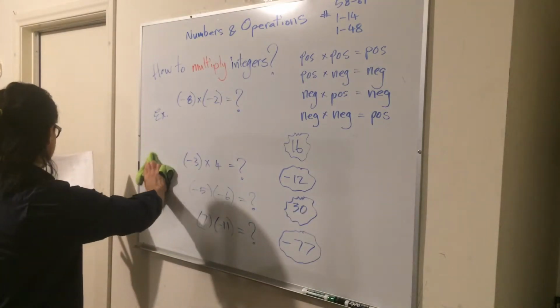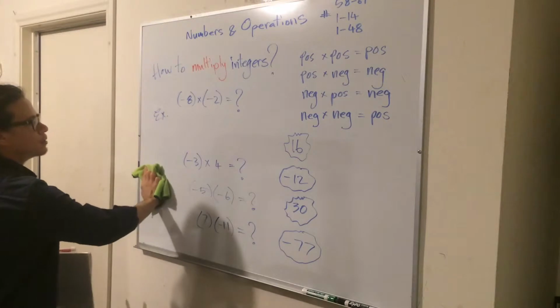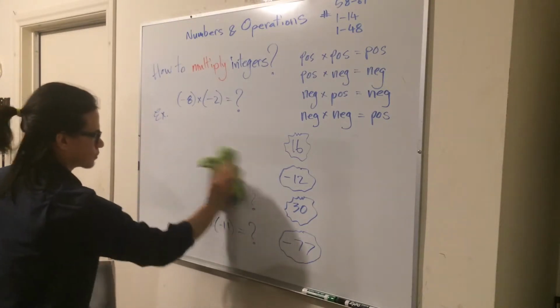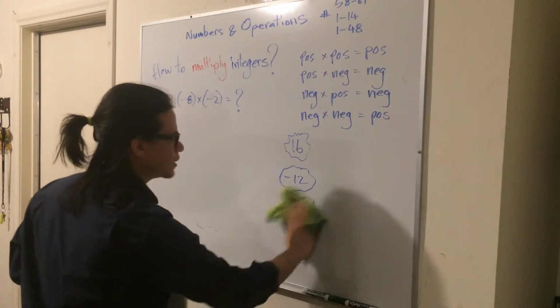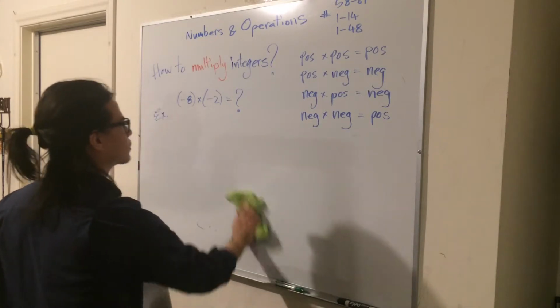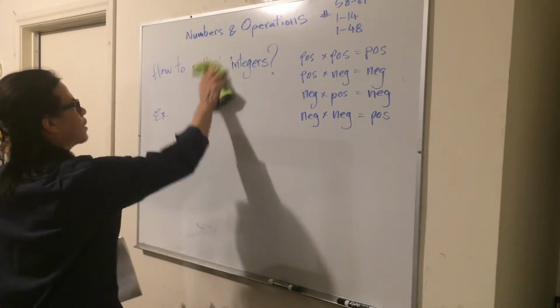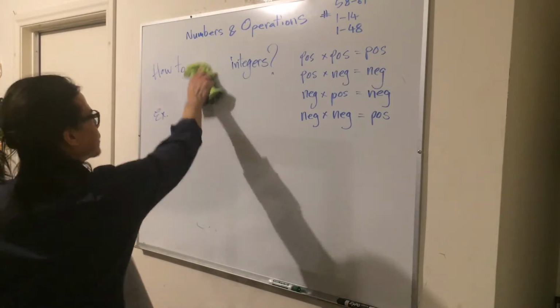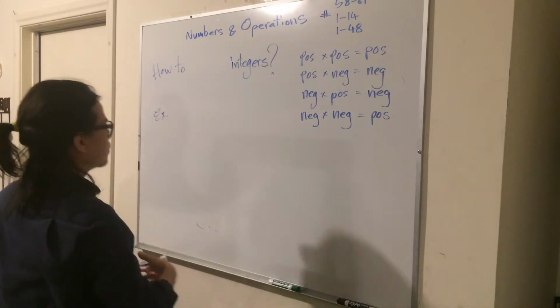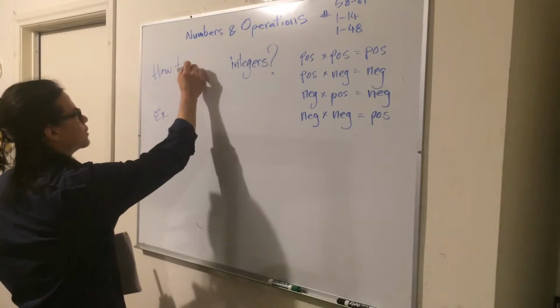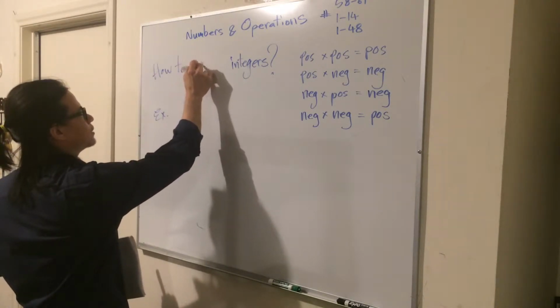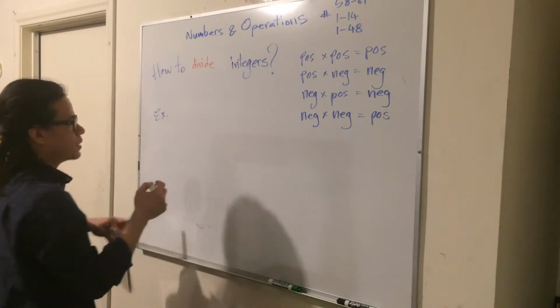Piece of cake, right? Sure is. So let's look at division real quick. How to divide integers. Love how adding and subtracting goes hand in hand. Multiplying and dividing goes hand in hand. So how to divide integers.